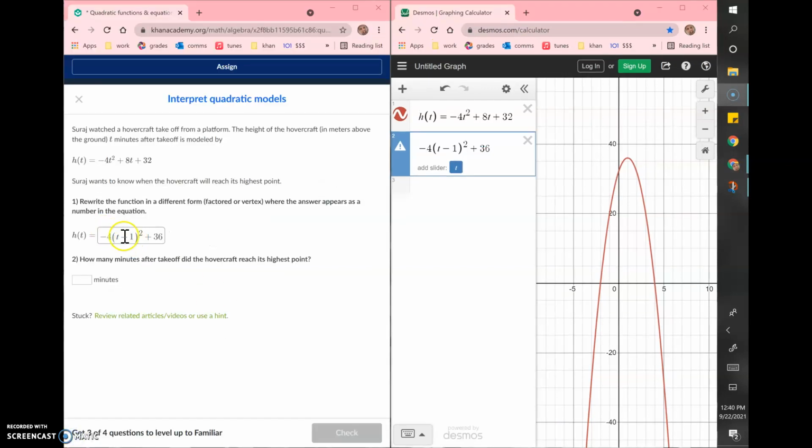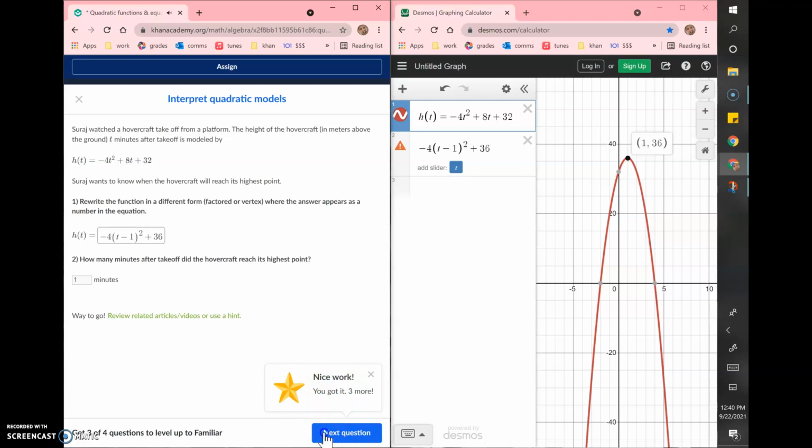Alright, now that I've got the equation in, the second part is how many minutes after takeoff did the hovercraft reach its highest point. So it's talking about minutes here. Up in the problem, we know that t is minutes, and in Desmos, we know that t is x. So how many minutes did it take the hovercraft to reach 36 meters? It took 1 minute. So I'm typing in right here the x value of the vertex. I hit the blue button and we move on.